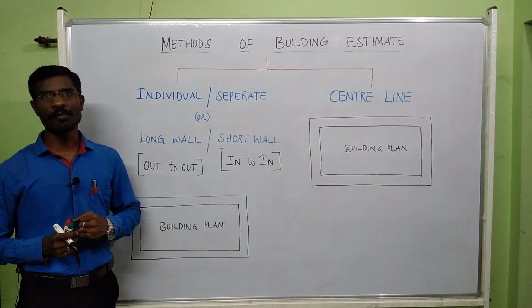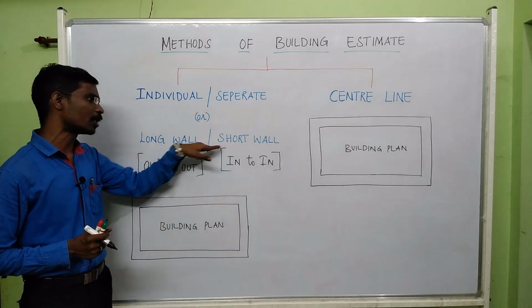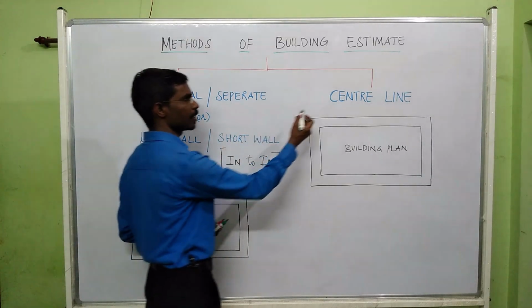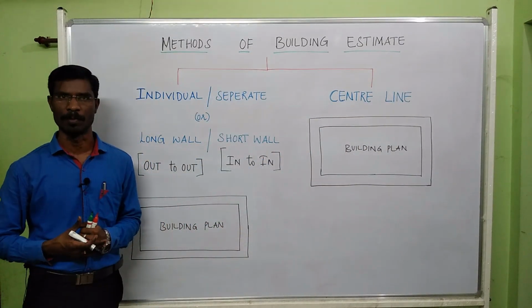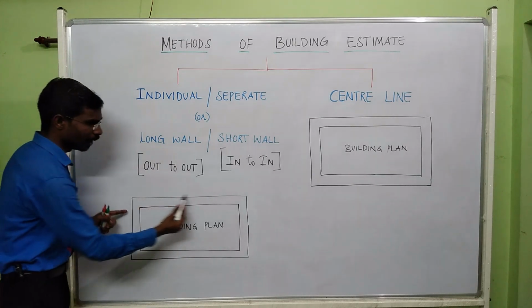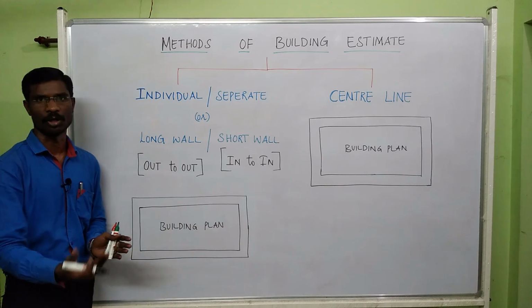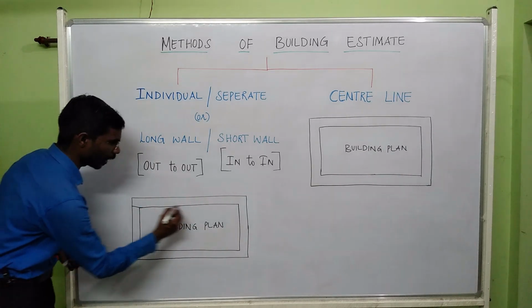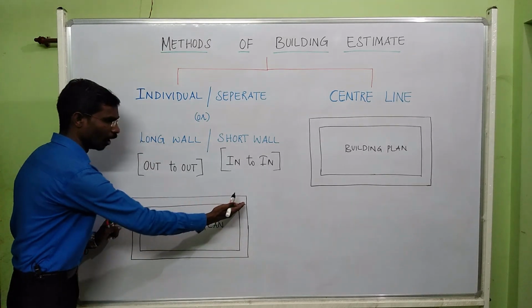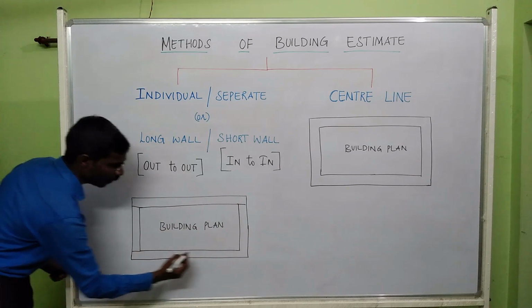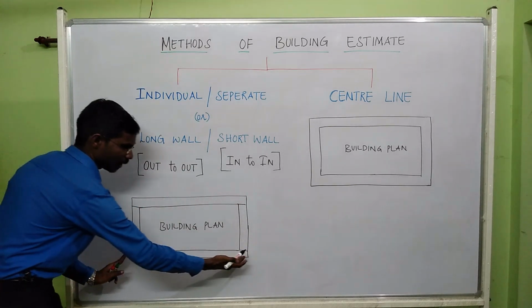There are two methods of building estimation. One is the individual method, which we can also call the long wall short wall method. The other method is the centerline method. First we will discuss the long wall short wall method or individual method. For example, this is your building plan. First we need to separate the long wall and the short wall. Make one line here and another line here. Now it becomes one long wall. Likewise, make one line here, another line here. Now it becomes another long wall.